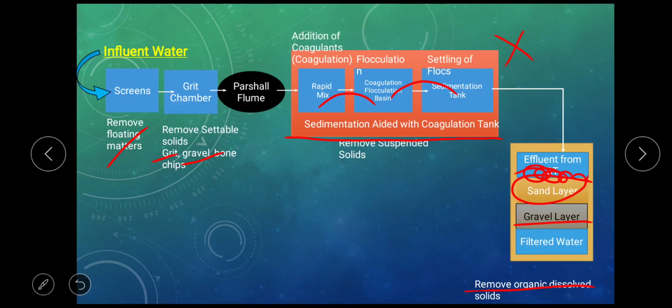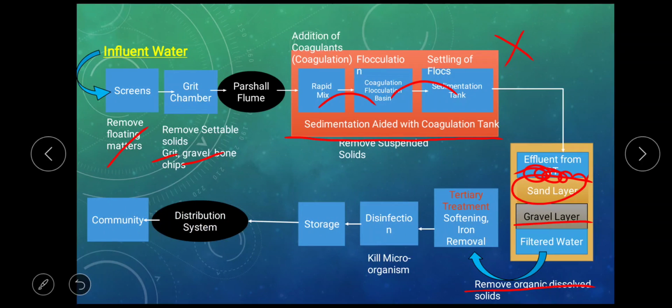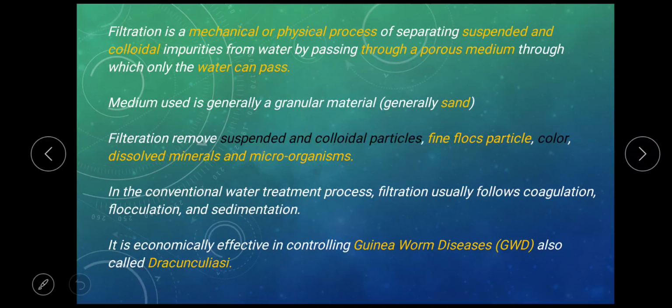From the filter, water passes to the tertiary treatment which removes the iron, hardness, manganese and other sorts of impurities. Then we give disinfection which kills all sorts of microorganisms and provides protection against future recontamination. Then water is stored and distributed to the community by means of the distribution system.